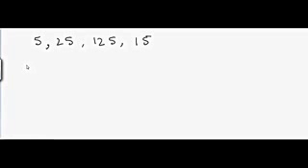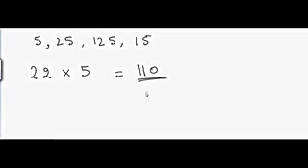In the case of 5, suppose I have the number 22 and I want to multiply it by 5. All I have to do is divide 22 by 2, that will be 11, and then put a 0 in the end. So that will be my answer.